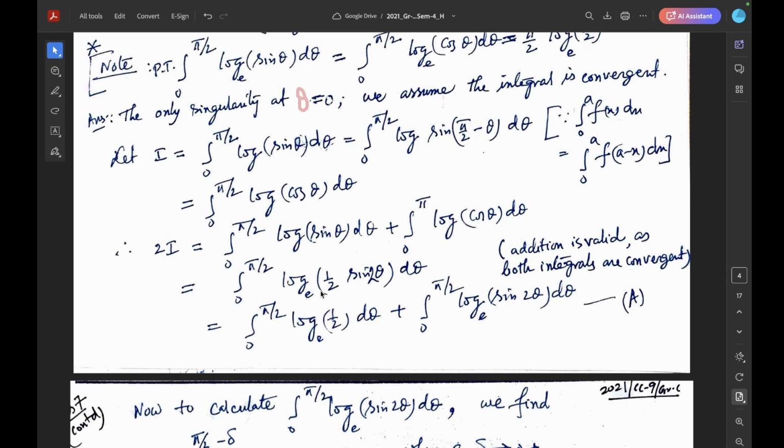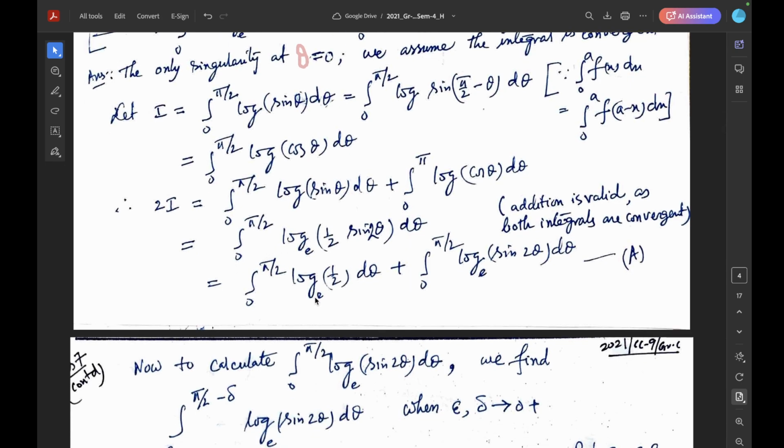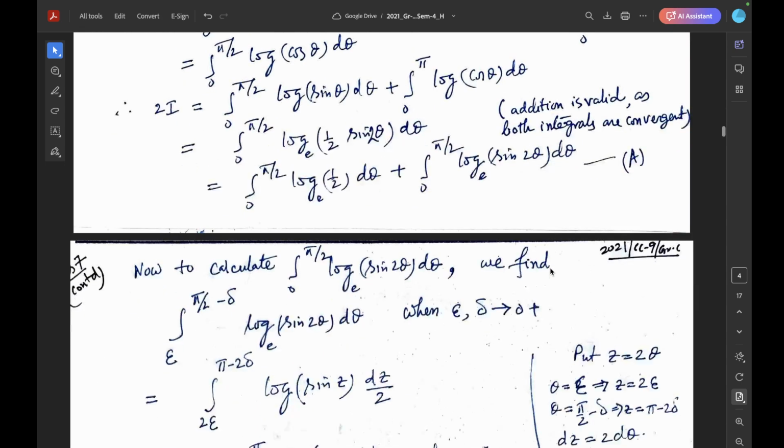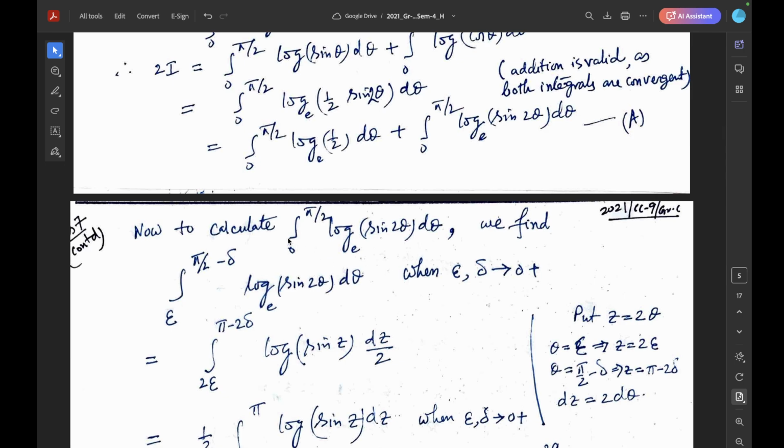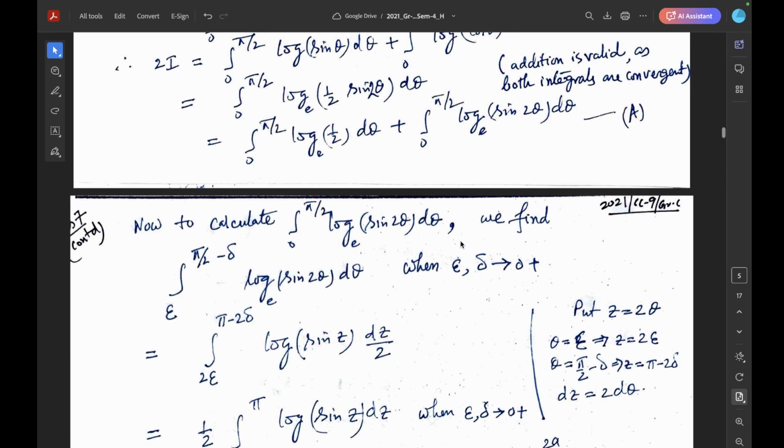So integration 0 to pi by 2 log of sin theta into cos theta, that is 1 by 2 into sin 2 theta, so log of half plus log of sin 2 theta. Now to calculate this part, 0 to pi by 2 log of sin 2 theta d theta, we find the integrand is singular at 0 and pi by 2 also. So we remove 0 and pi by 2, taking the limit as epsilon and delta tend to 0 plus, epsilon to pi by 2 minus delta log of sin 2 theta d theta.